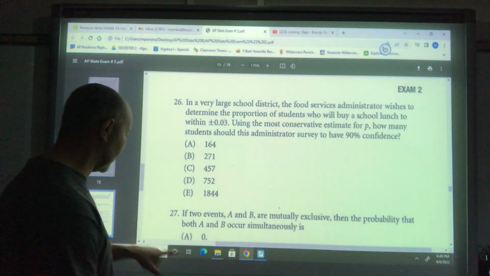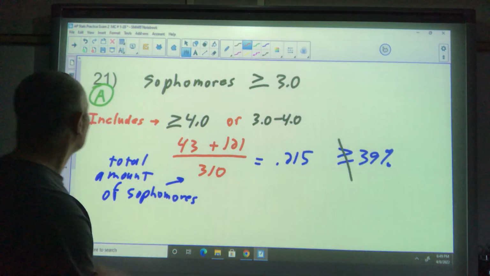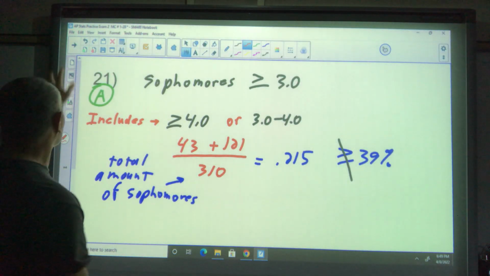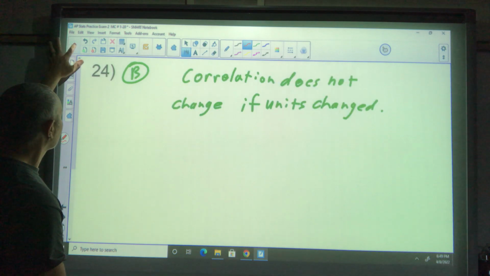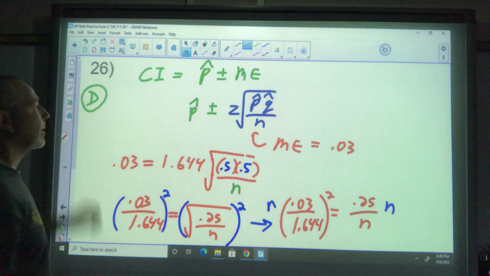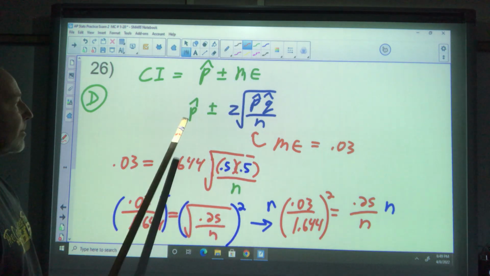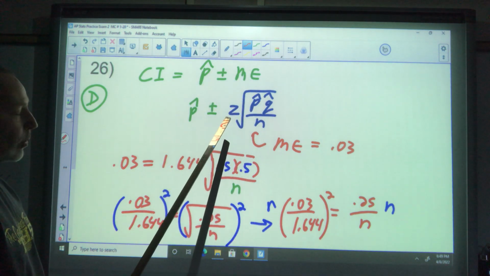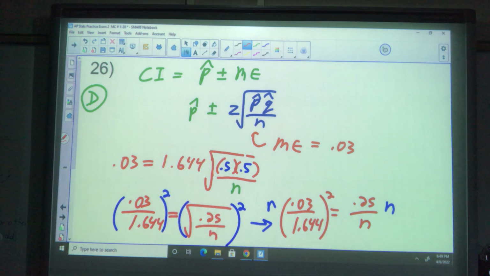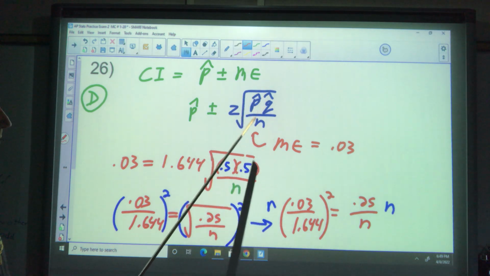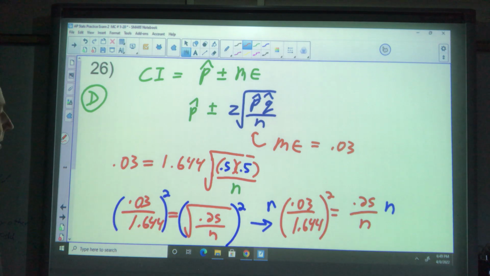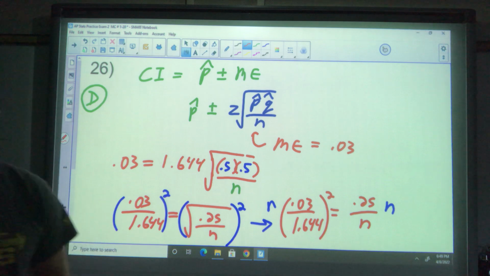So let's take a look at this one real quick. This is number 26. Remember our confidence interval normally is p hat plus or minus the margin of error, and the margin of error is in blue there. It's your z-score for a proportion. Remember it was t for a mean. That's another reason why they don't give you a mean problem for sample size, okay? It's z times the square root of p hat q hat over n. They haven't told us p hat and q hat, so what do we use? 0.5 for those.